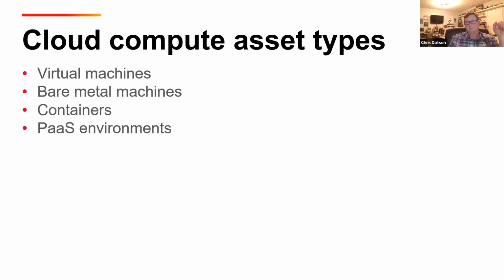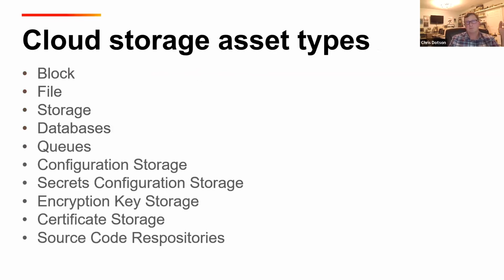For compute assets, you usually have to worry about access control because anybody who gets access to the VM will get access to all the apps and data on it. You also have to worry about vulnerability management because one of the layers under your control will have the potential for vulnerabilities. So storage, there's a ton of different types of storage assets in cloud.